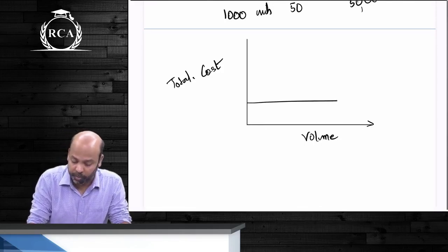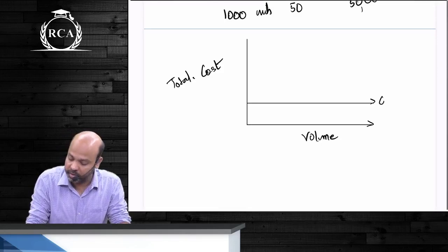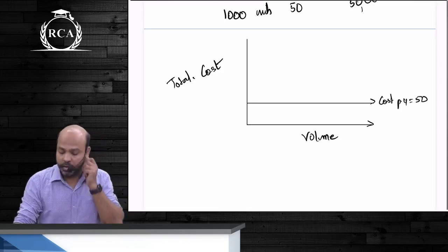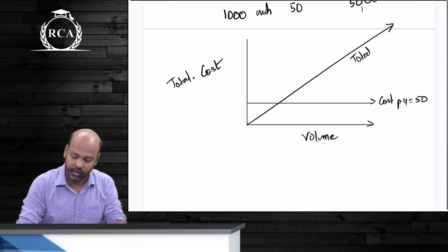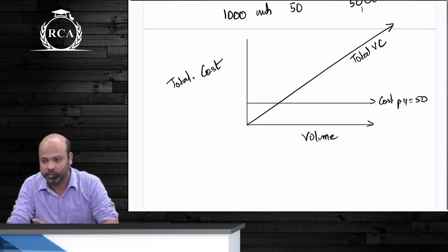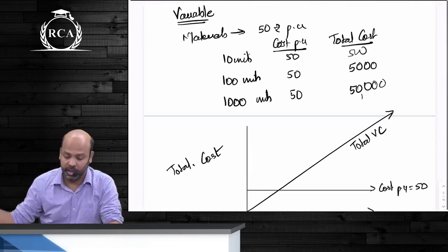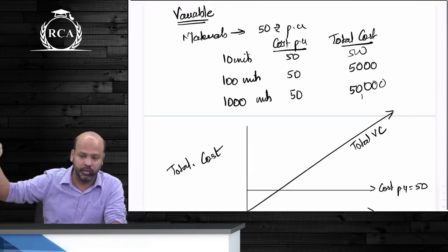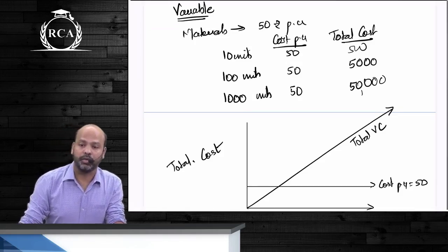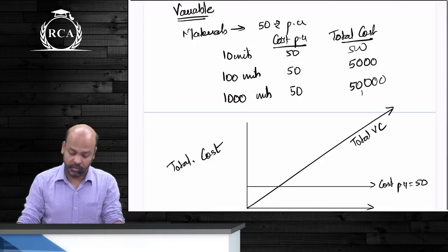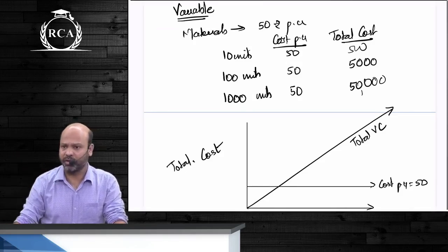My cost per unit will remain constant, which will be 50 rupees. My total cost obviously will keep increasing as I increase the production. You manufacture 10 units, you will incur total cost for 10 units. You manufacture 100 units, you will be incurring total cost for 100 units. You manufacture 1000 units, you will be incurring total cost for 1000.